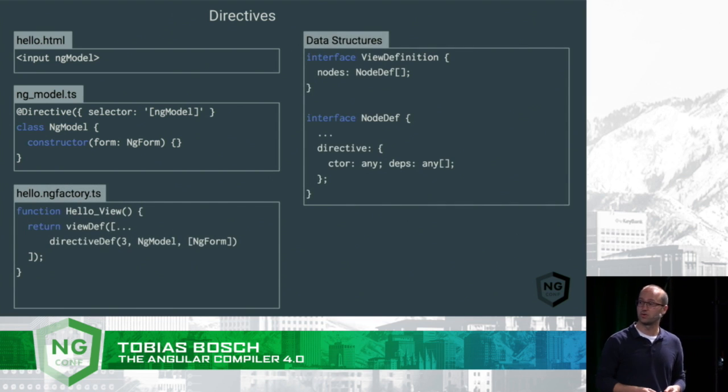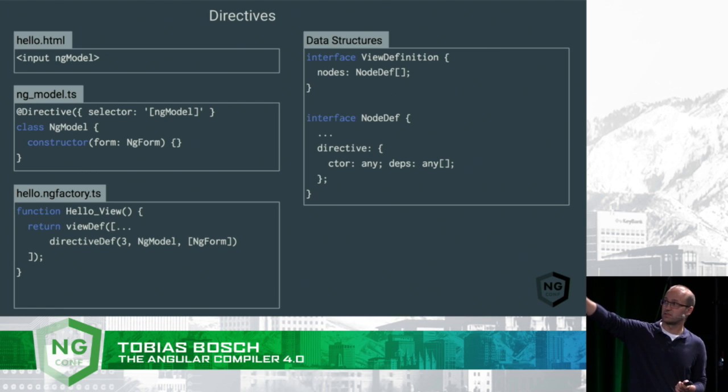There's another helper function called directiveDef. Let's ignore the 3 for now. ng-model is the constructor, and ng-form are the dependencies. And this also desugars into a plain old JavaScript object that's noted here in the node definition with another attribute, directive.